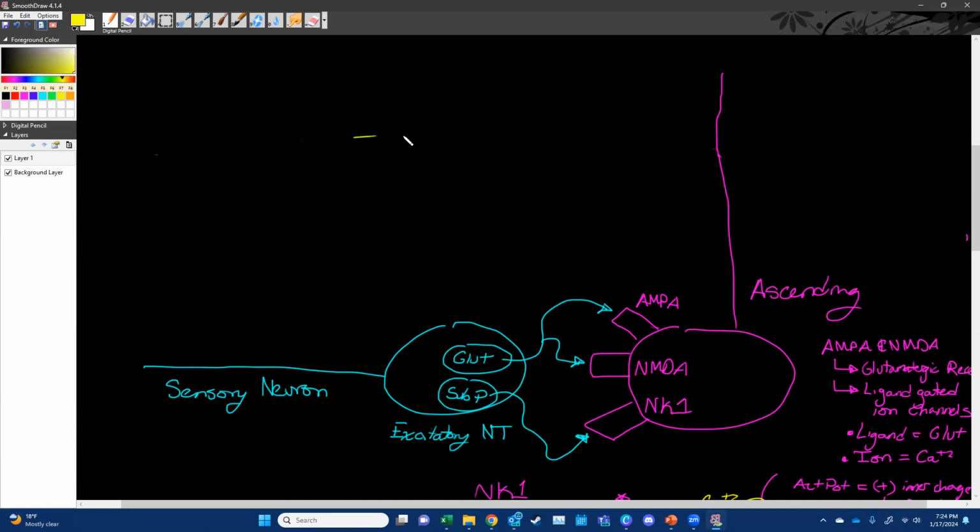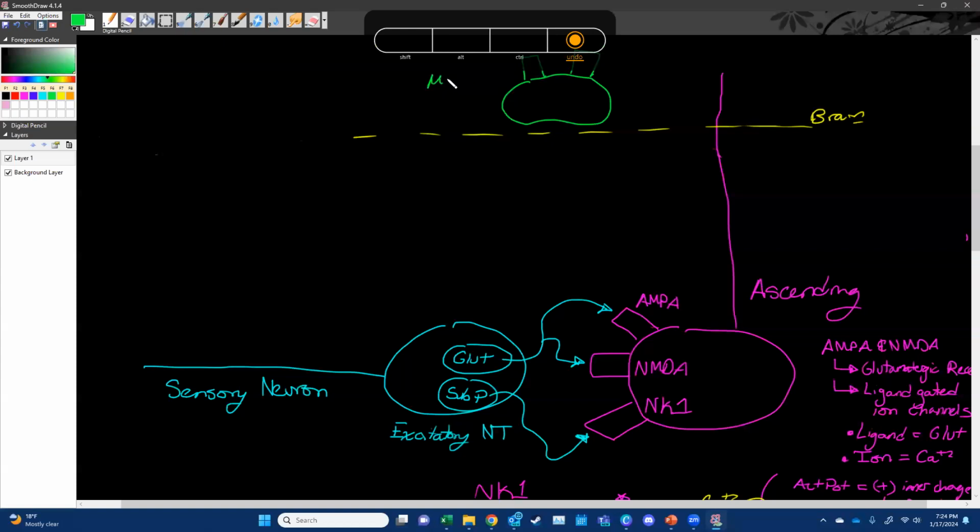So in the brain, the body releases certain chemicals that end up binding to the mu opioid receptor.